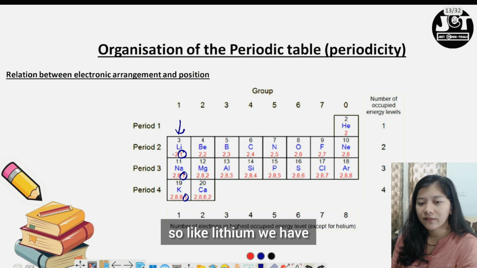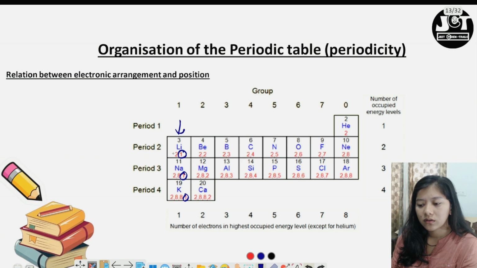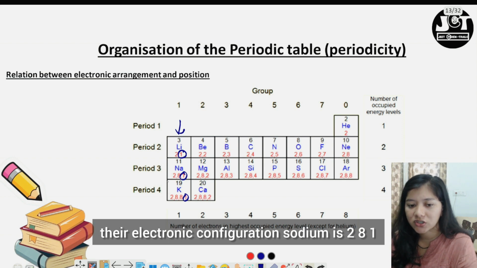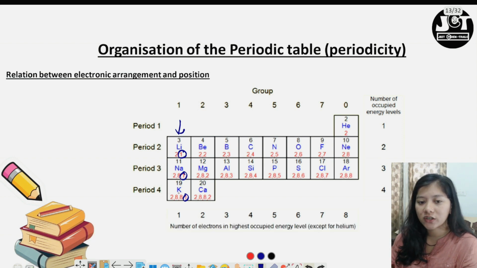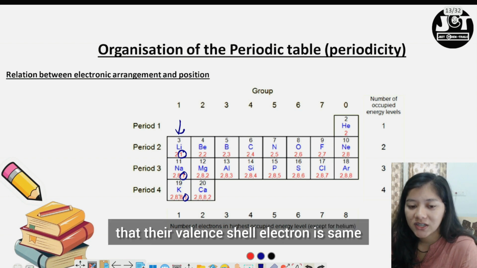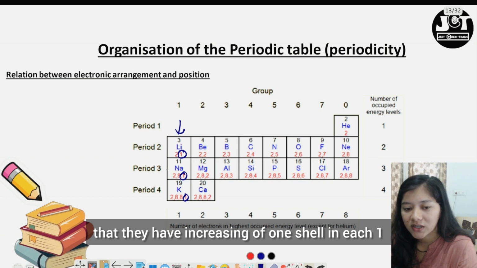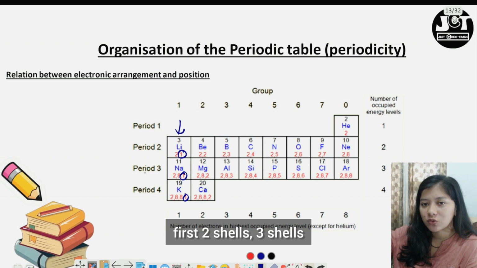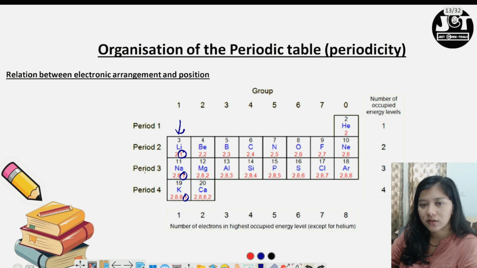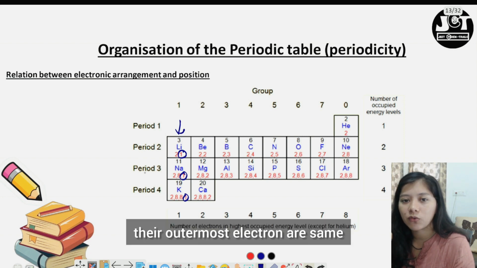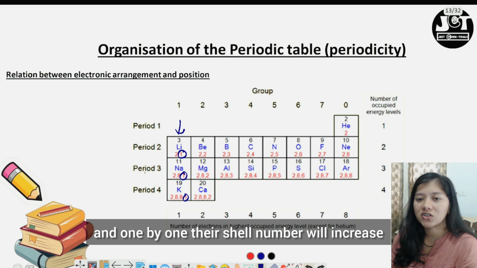So like lithium, lithium has 2 1 as its electronic configuration. Sodium is 2 8 1. Potassium is 2 8 8 1. See, the first similarity is that their valence shell electrons are the same. The second similarity is that they have an increase of one shell in each, right? First 2 shells, 3 shells, 4 shells and then 5 shells. So what you need to remember is that if they are from the same group, their chemical properties are the same, their outermost electrons are the same, and one by one their shell number will increase.